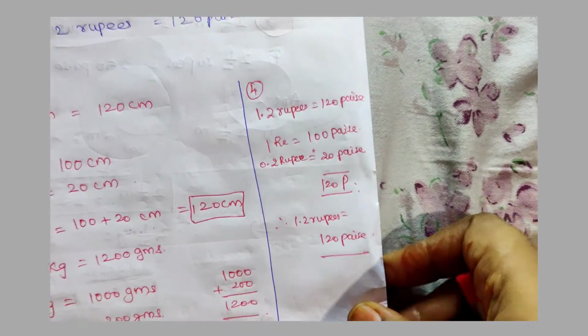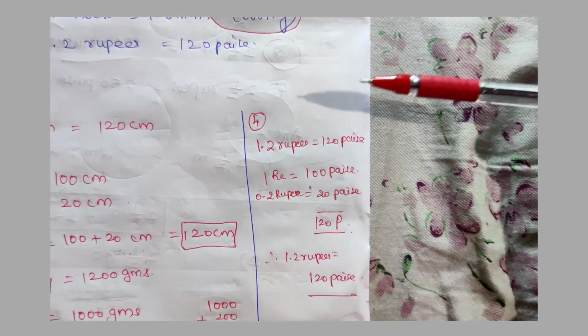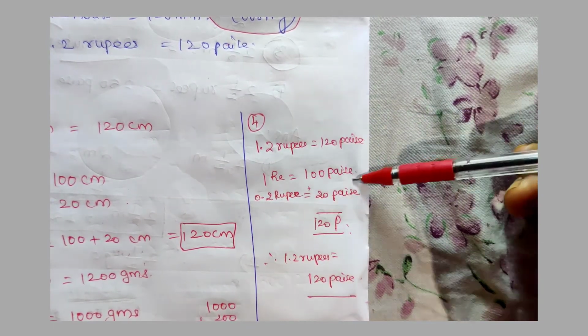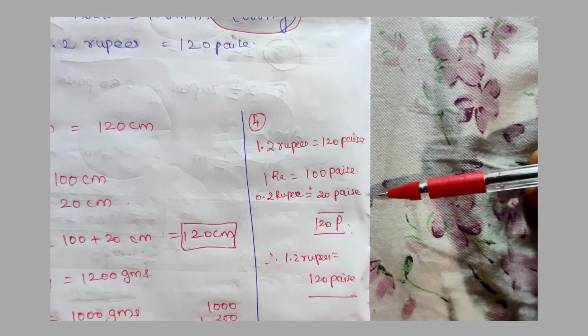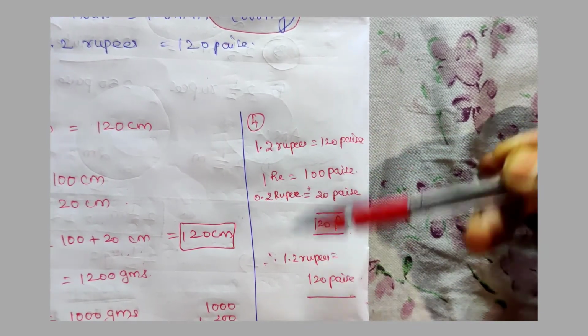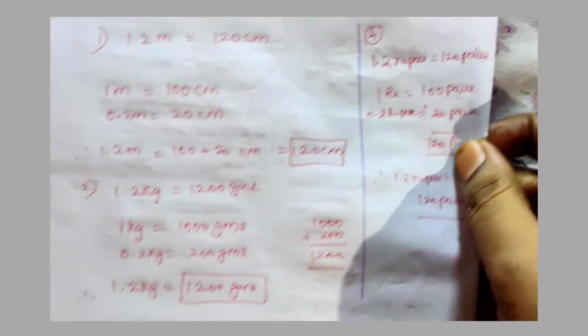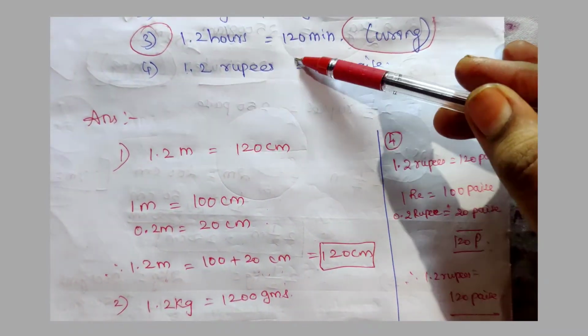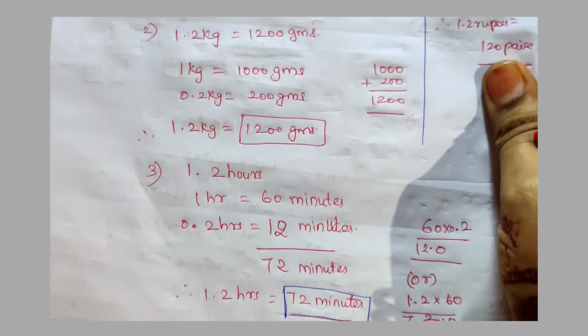Before explaining the third option, the last option: 1.2 rupees, that is 1 rupee is 100 paisa, 0.2 is 20 paisa. So 100 plus 20, 120 paisa. That is also correct. But for 1.2 hours they have given 120 minutes. That is wrong. Let me explain.